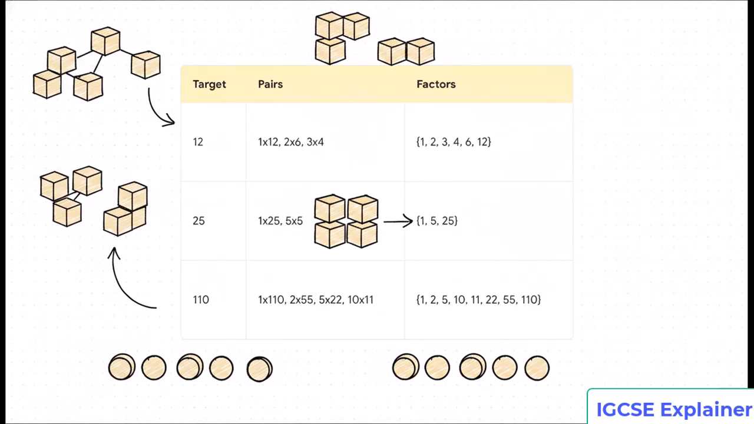Let's actually see these building blocks in action. For 12, we find pairs that multiply to 12, like 1 and 12, 2 and 6, and 3 and 4. If we list them all out, those are our factors. For a number like 25, we only have 1, 5, and 25, because we never repeat numbers in pairs. We wouldn't say 5 and 5 twice, right? And even for a much bigger number like 110, we just systematically find those multiplying pairs and list them in numerical order to get our complete, perfect set of factors.